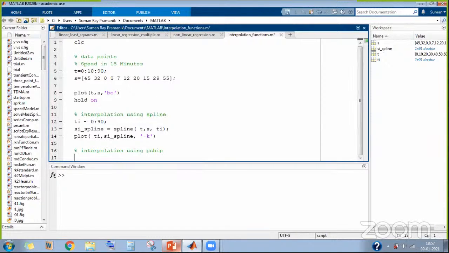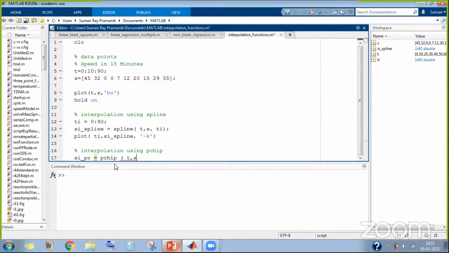So the time vector is already created by us, that is from 0 to 90. The only thing we have to do is create the speed vectors using pchip. Let's say SIPC. The syntax is the same. Just use pchip instead of spline.